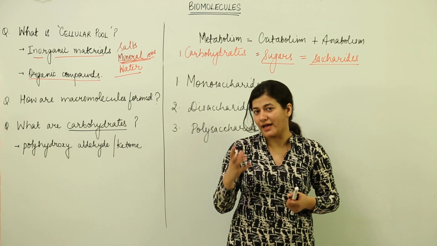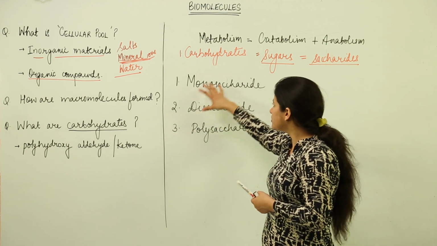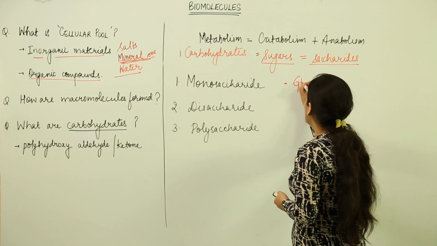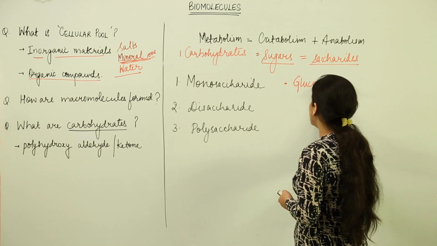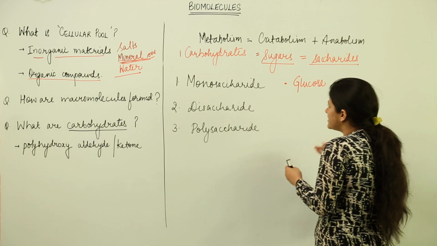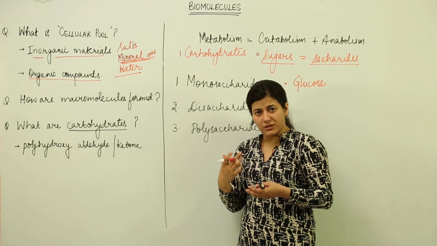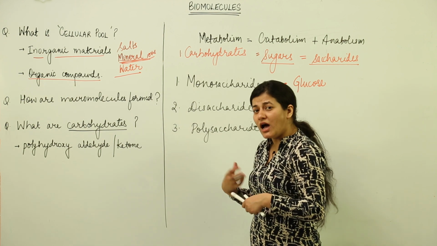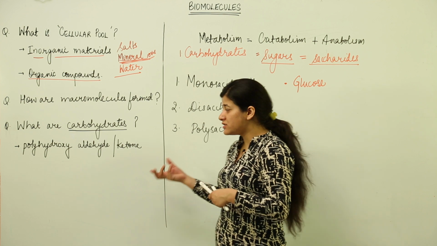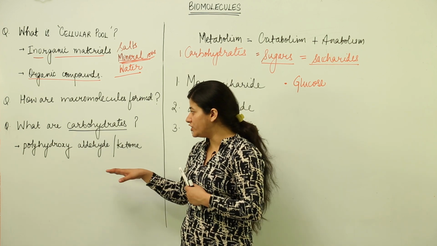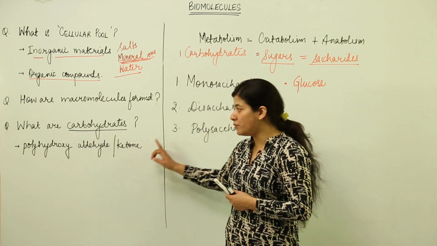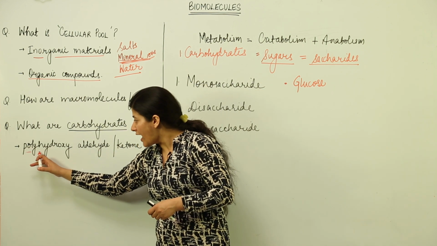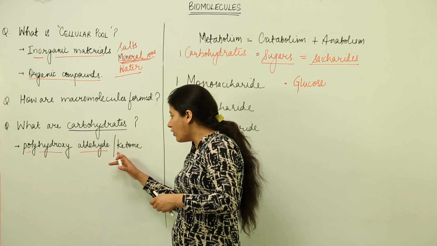If I am talking about a saccharide, what would be the basic structure of a monosaccharide? I am considering glucose over here. Glucose is a monosaccharide, the basic sugar which is formed as a result of photosynthesis, then converted to other forms and circulated in the entire food chain. So what are carbohydrates? The term you have to remember is polyhydroxy aldehyde or ketone.